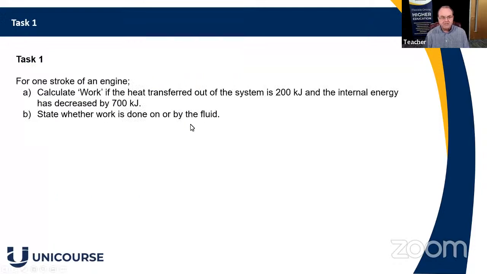Right, so task 1, let's just go through the questions so that everybody's clear what the question is. So we're going to calculate work if the heat transferred out of the system is 200 kilojoules and the internal energy has decreased by 700 kilojoules. And also going to state whether that work is done on the fluid or by the fluid. So that's a typical question. So we'll do a few examples along that line.